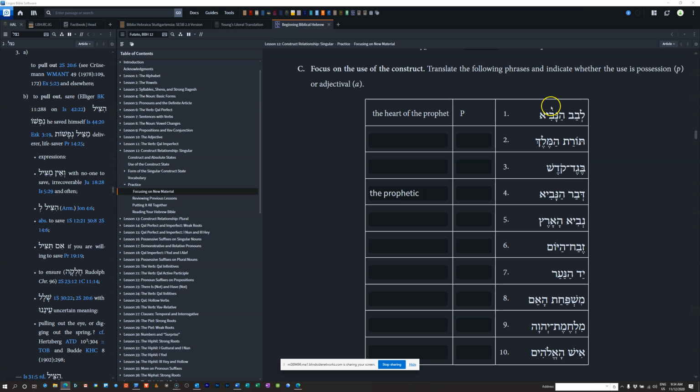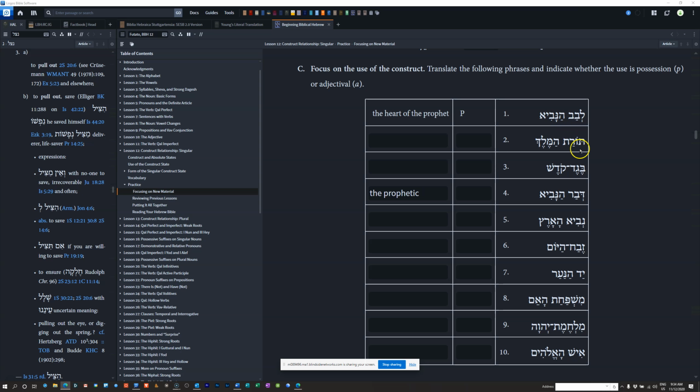But in this one, it probably makes more sense to translate this as "the prophet's heart" than "a heart characterized by prophecy" or something like that, or "the heart characterized by a prophet." This is more likely just the heart that belongs to the prophet.